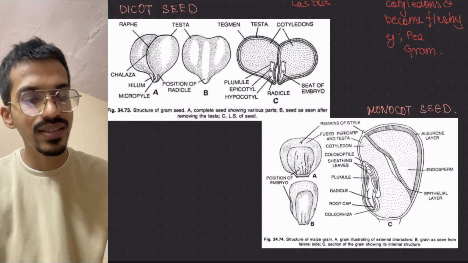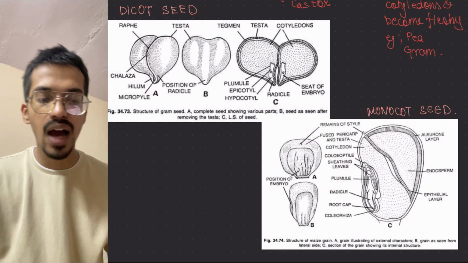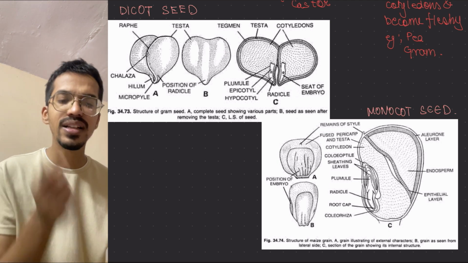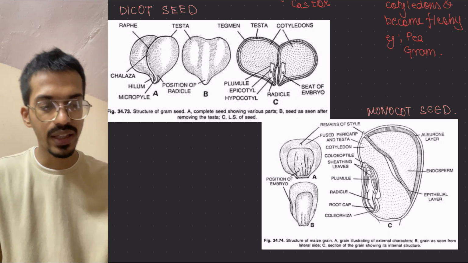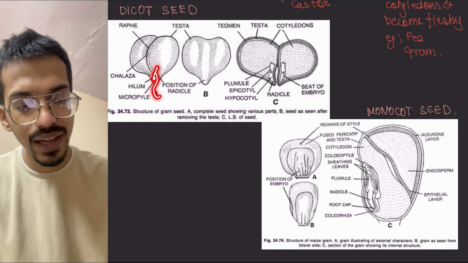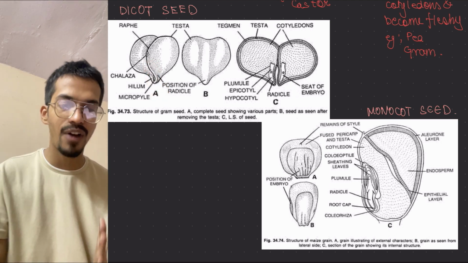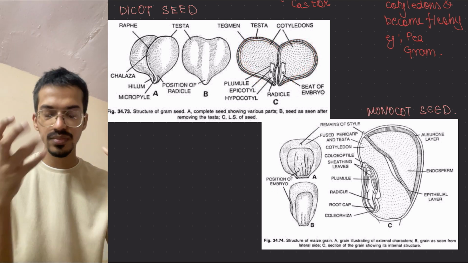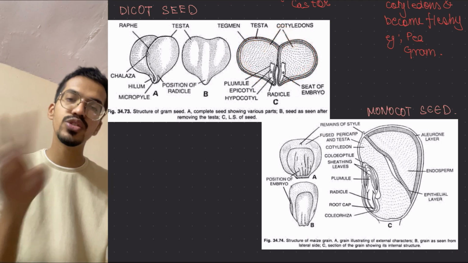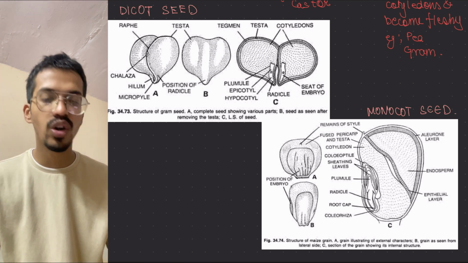Now, if you see the seeds, this is a dicot seed, and this is the monocot seed. A dicot seed is like a gram seed. From the outside, there is a small hole through which moisture can go inside, so that it makes the seed viable. If you open it up, it will have two big structures called cotyledons. Since two of them are present, we call it a dicotyledonous seed, or dicot seed.